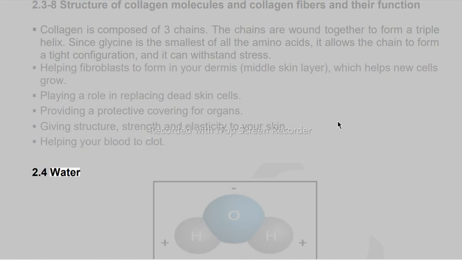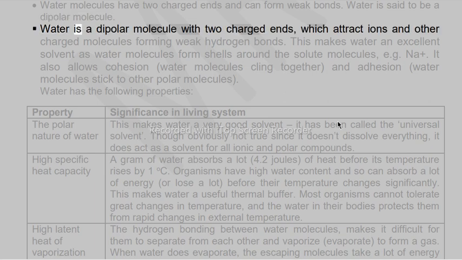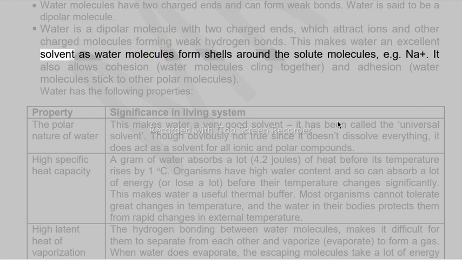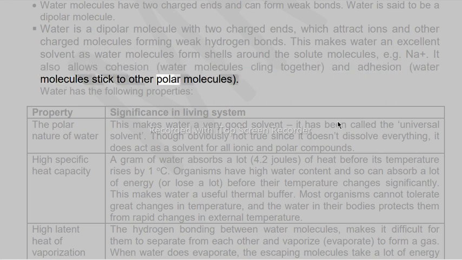2.4 Water. Water molecules have 2 charged ends and can form weak bonds. Water is said to be a dipolar molecule. Water is a dipolar molecule with 2 charged ends, which attract ions and other charged molecules, forming weak hydrogen bonds. This makes water an excellent solvent, as water molecules form shells around the solute molecules, e.g. Na+. It also allows cohesion, where water molecules cling together, and adhesion, where water molecules stick to other polar molecules. Water has the following properties.